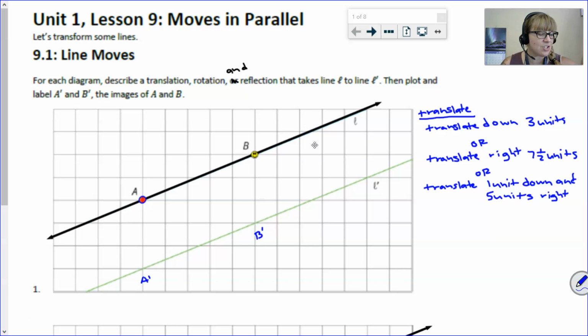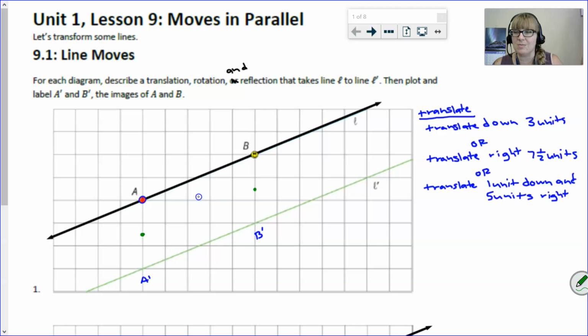Now the next challenge that we have is, can we also describe a rotation? And this one is challenging to model using the software that I have, because this is not geometry software, so it is a little bit difficult to try and model that. However, there are multiple places that we could have done that. As long as I am picking a point that is perfectly in the middle of L and L prime, I will also be able to rotate it around that point.